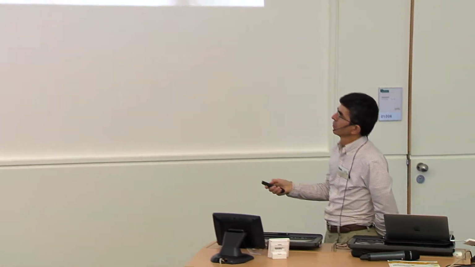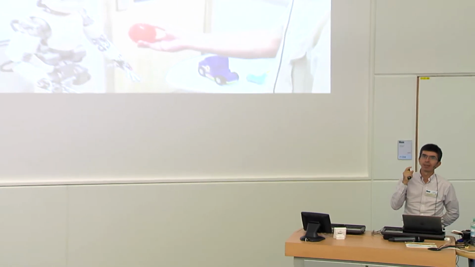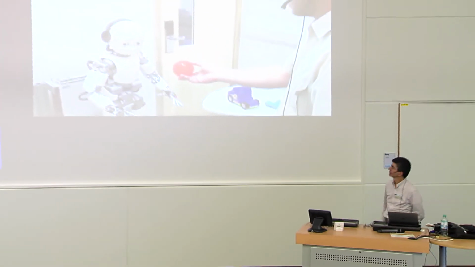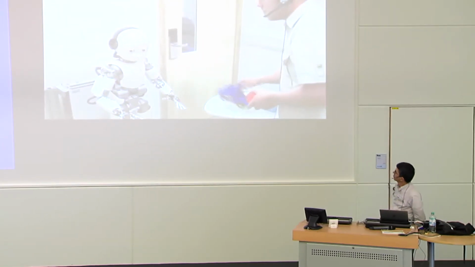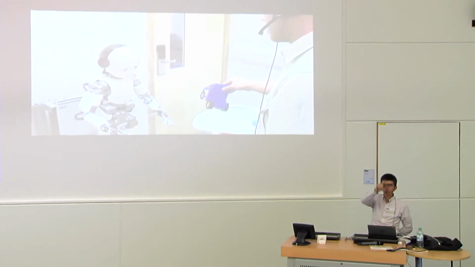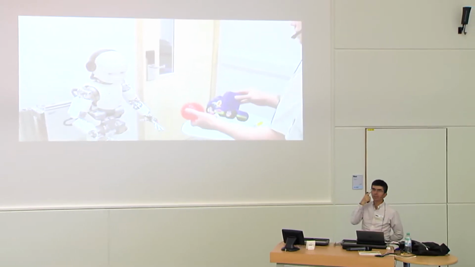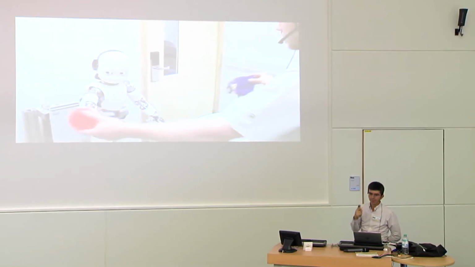So this is the iCub robot, and today we're going to teach it the names of some objects. Here, a truck, a ball. So the iCub is pre-programmed to look at things that move unless it knows the label, the name.